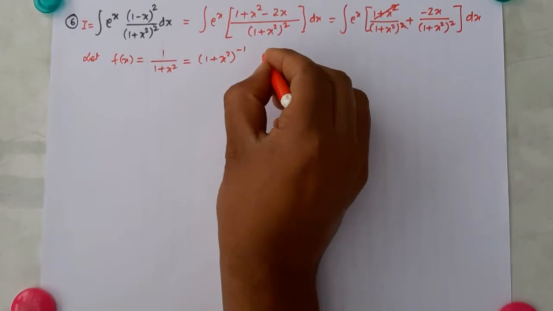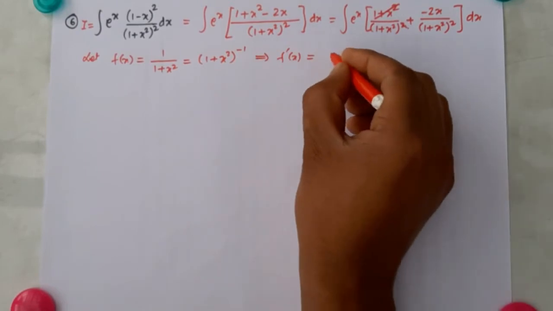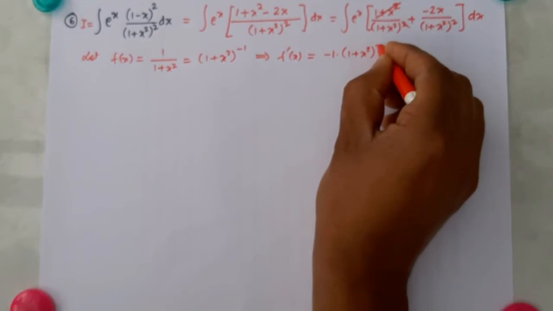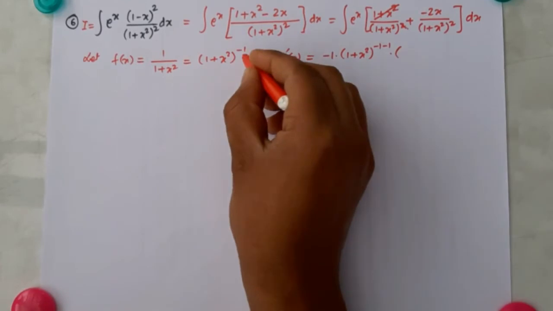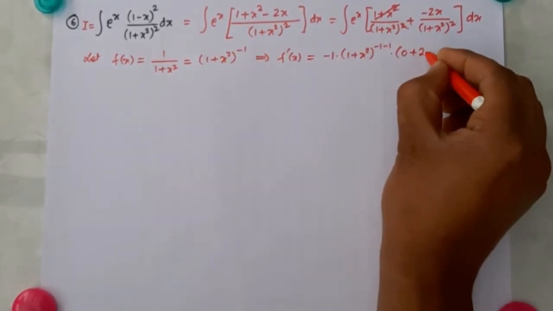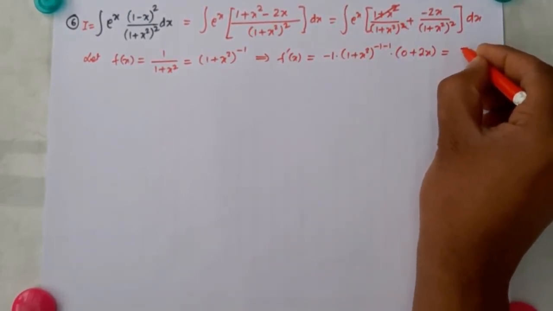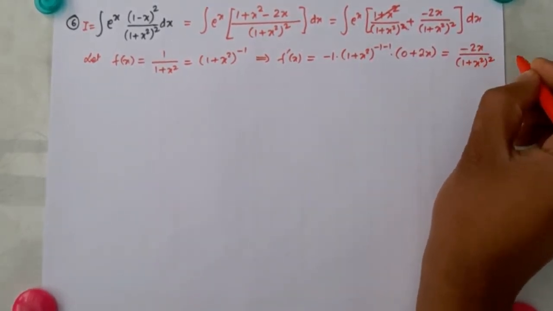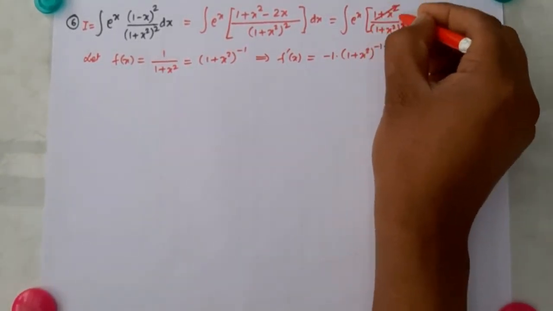Now let's differentiate this. We get f dash of x equal to, see here carefully, for the power it becomes minus (1 plus x square) to the power minus 1 minus 1. This is for the power. Now as per chain rule, we need to differentiate the inner one also. For 1 it becomes 0 plus, for x square it becomes 2x, isn't it? Now simplify this, this will be equal to minus 2x by (1 plus x square) whole square. Please check it. So this is my f dash and this is my f(x).